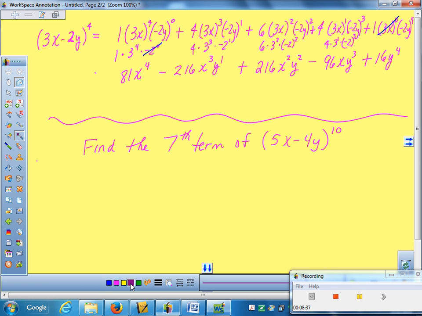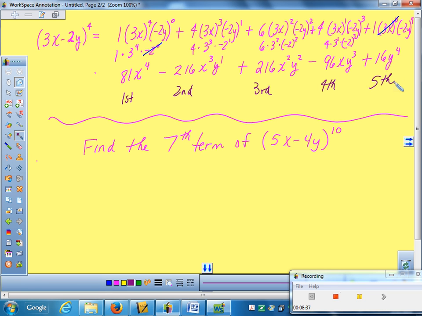So let me point out using the one we just did. This would be the first term, second term, third term, fourth term, fifth term. What do you notice about the power on y when you look at the term number? First term, power on y is 0. Second term, the power on y is 1. Third term, the power on y is 2. Fourth term, it's 3. Fifth term is 4.